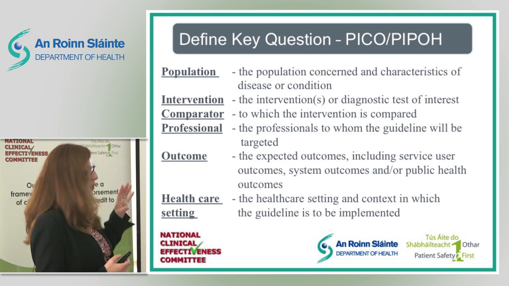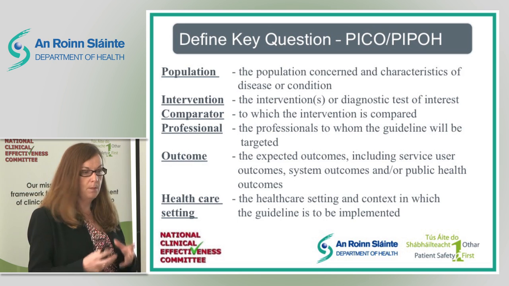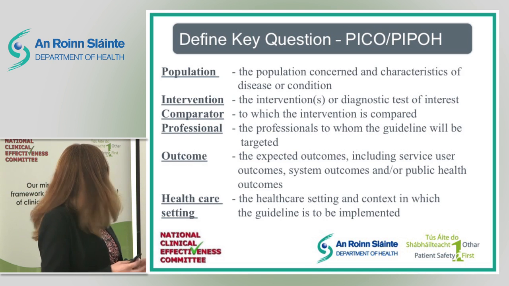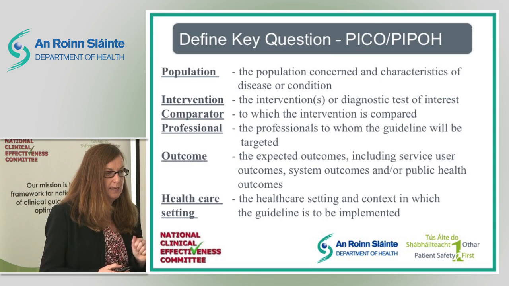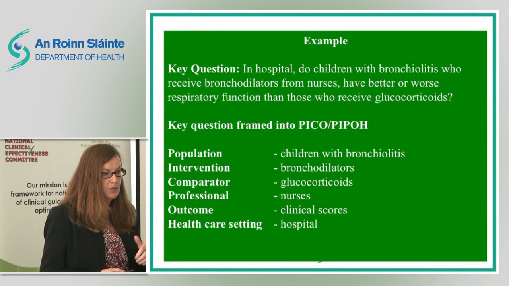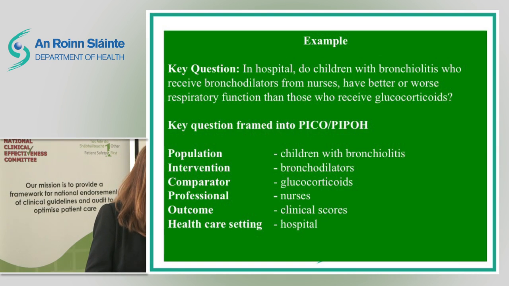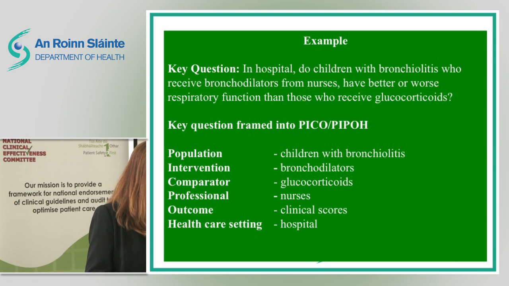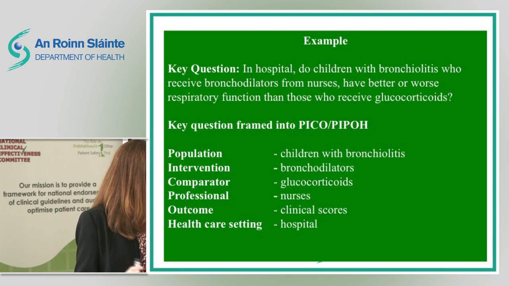So in terms of defining your population, in terms of defining your intervention, your comparator, in terms of identifying the professional group, the outcome, the healthcare setting, and so on. And I just put up a little example here, which is in our guideline itself, which is if you have a question in hospitals, this will fit with the asthma programme, do children with bronchiolitis who receive bronchodilators from nurses have better or worse respiratory function than those who receive glucocorticoids?